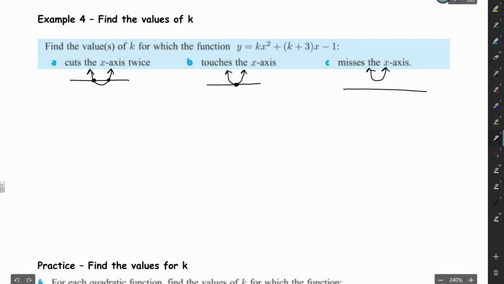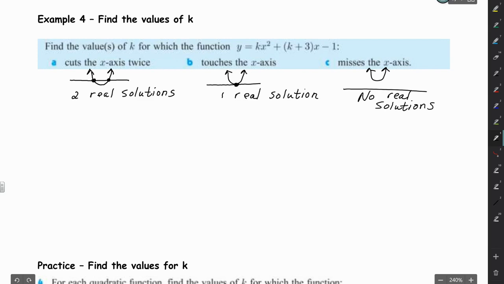So what does that mean? That means that we have 2 solutions, 2 real solutions. Here we have 1 real solution. And here we have 2 imaginary solutions, or no real solutions.